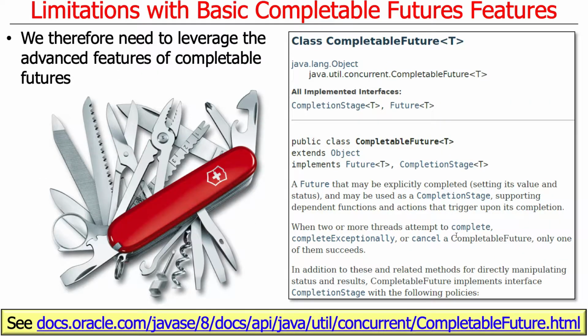Therefore, what we need is something more advanced. And that's what we're going to talk about next, which are the other features of completable future: the factory methods, the arbitrary arity methods, the exception methods, and by far the most important and numerous of these things, the completion stage methods. So those will be the things we're going to talk about next.